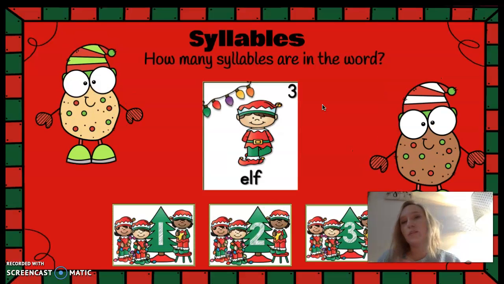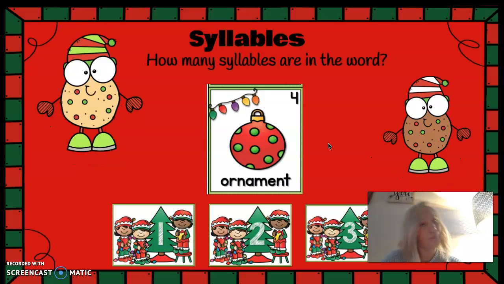What about this? What is this a picture of? If you're not sure, we can try to read it. And I know you can sound these out. So it says elf, elf, elf. So let's clap. How many syllables are in the word elf? Ready? Elf. How many times did we clap? One time, right? So how many syllables are in the word elf? One. Good.